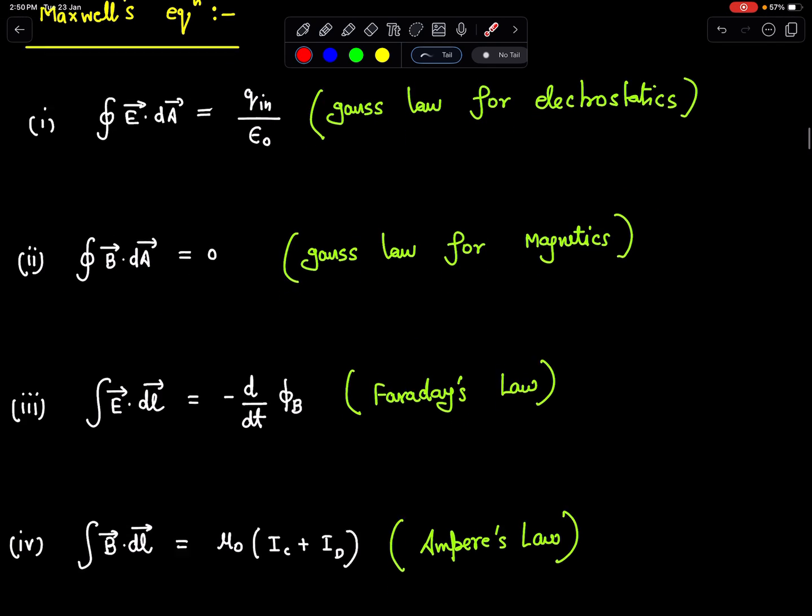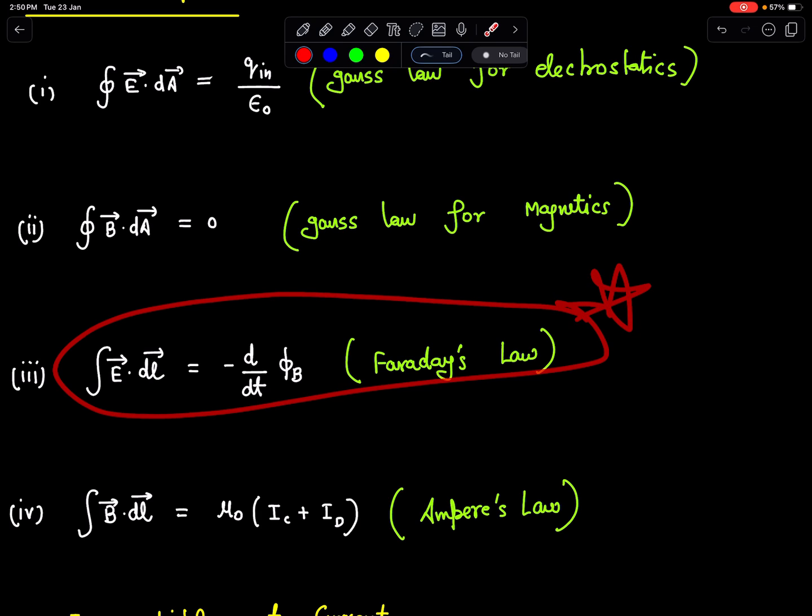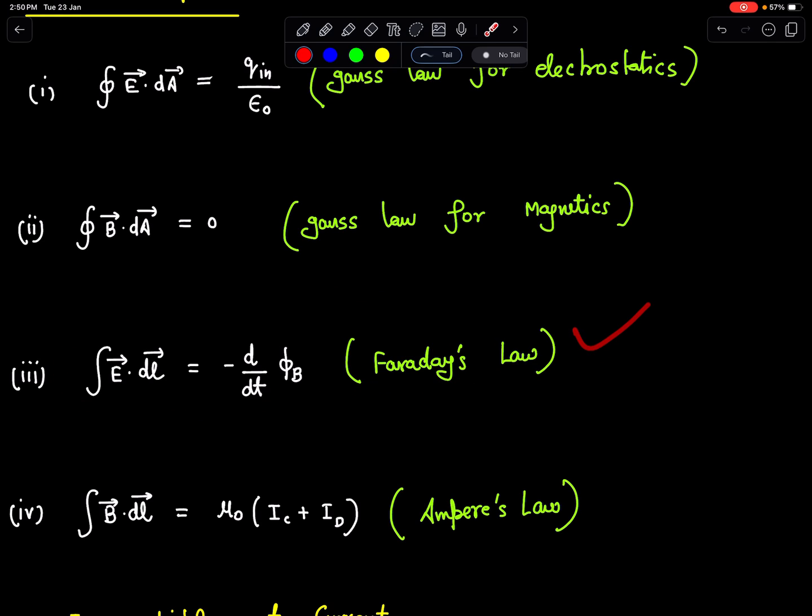Understood? I hope this part is clear, because magnetic field lines are closed lines. So through any closed surface, whatever number of field lines enter, the same number of field lines will come out. Then this is Faraday's law. We have used this extensively in EMI. So it is like induced EMF, and this is basically Faraday's law. Induced EMF is equal to minus d phi by dt. Everyone remembers that, where phi is magnetic flux.